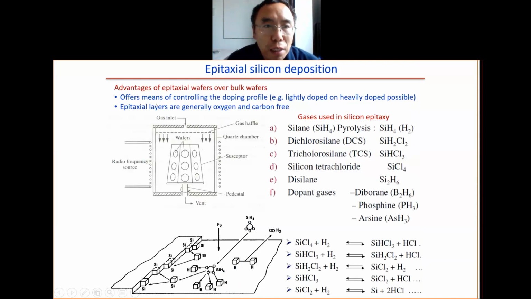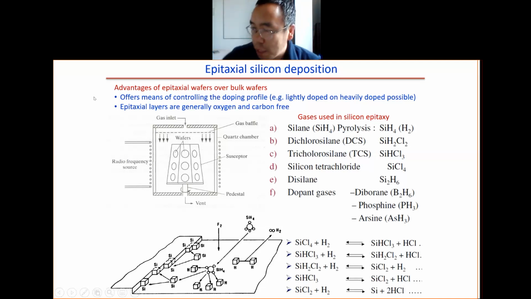This explains why we need epitaxial wafers. This offers the means of controlling the doping profile. For example, we can have lightly doped silicon on top of heavily doped silicon, and epitaxial layers are also very clean. There is no oxygen and carbon in the epitaxial layers. This is for the APCVD, so we can use this kind of chamber, and we can also use the furnace.